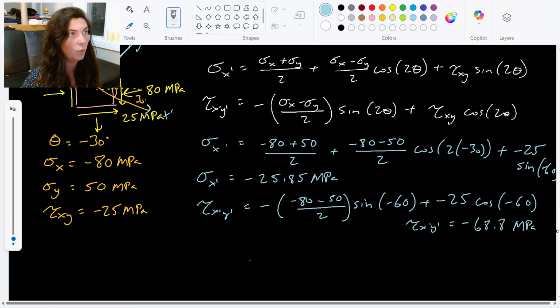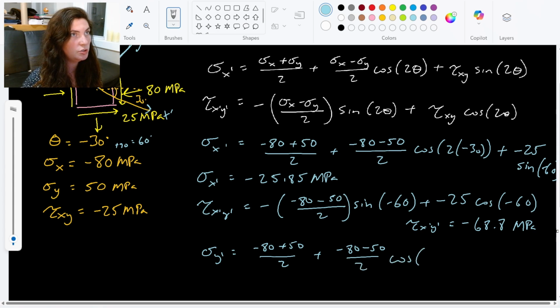So for my y prime, instead of using this angle of negative 30, I'm going to use an angle of 60, right? Negative 30 plus 90 would give me 60 degrees. So I'm putting in theta as 60, but using the exact same equation. So negative 80 plus 50 over 2 plus negative 80 minus 50 over 2 cosine 2 theta, so 2 times 60, is our y value of theta, plus negative 25 sine, and then we know 2 times 60 is 120, so I'm just going to write 120 there.